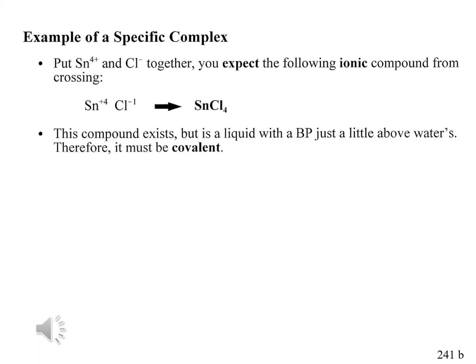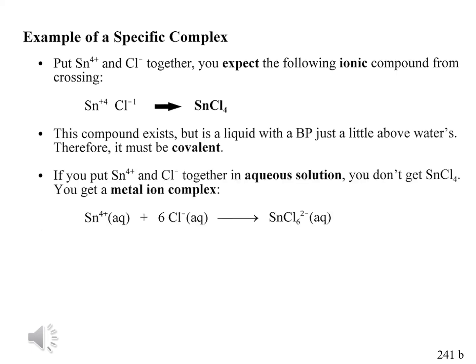The first problem with this is that ionic compounds are crystals, but SnCl4 exists, but it's a liquid at room temperature, which means it has to be covalent because it's not a crystal. I did say before that it's about 3% of metal compounds that actually are covalent. So the idea that a metal makes a compound ionic is about a 97% rule.